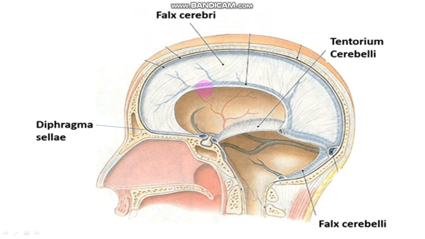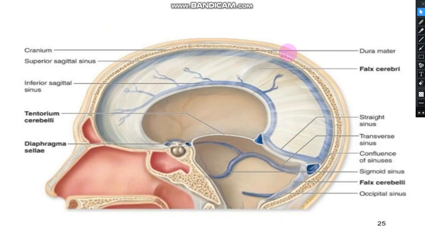Here we can see all these four dural folds together. This one is the falx cerebri. You can see the tentorium here, the tentorium cerebelli, and you can see the falx cerebelli, and here you can see the diaphragma sellae. These dural folds occupy the dural venous sinuses.